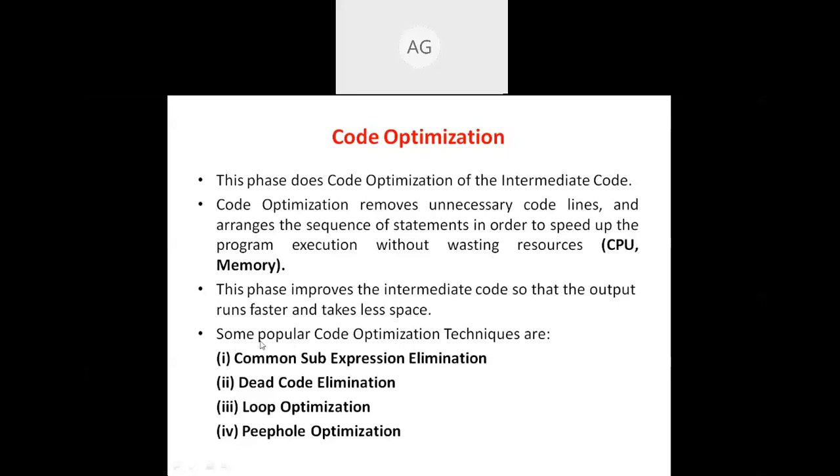Some popular code optimization techniques are common subexpression elimination, dead code elimination, loop optimization, peephole optimization, and there are other optimization techniques available as well. We are going to study these in detail in unit 5 of your compiler design syllabus.